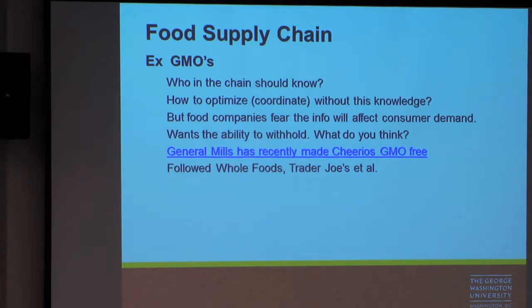GMOs. Who in the chain should know whether you're using these genetically modified stuff in your food? Well, how do you optimize or coordinate without telling each other in the supply chain? So that's a good reason for making it clear. But food companies are worried about the far right-hand side, the consumer. Will turn around and say, forget it. There's nothing that's wrong with this according to all the results that I've seen, but I'm not convinced. There may be. We don't know. And consequently, they won't buy the item. If you put a label on the package that said GMO, then that would surely scare the customer off. That's what they're worried about.